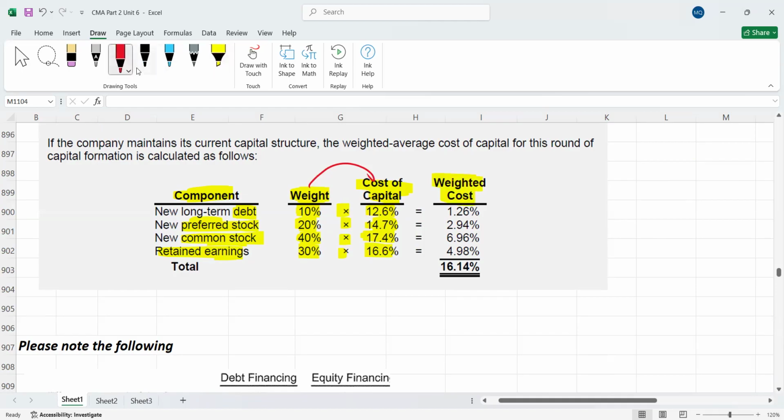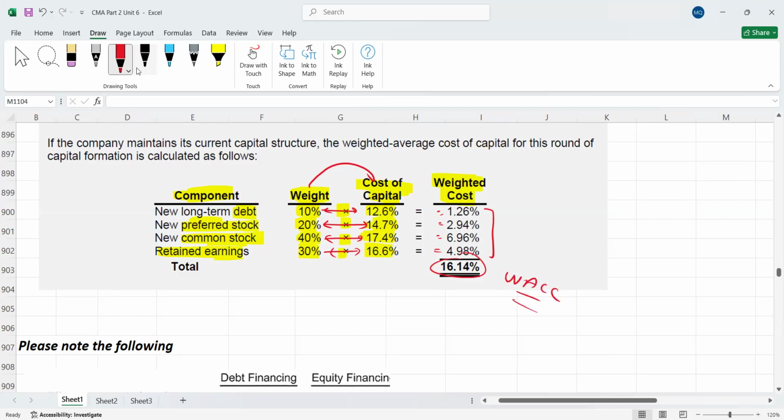So now if you will multiply 10% times 12.6%, this will give you 1.26. And then 20% times 14.7%, you will get 2.94. And then 40% times 17.4%, you will get 6.96. Then 30% times 16.6%, you will get 4.98. And if you will now plug all these figures, so this is going to be your weighted average cost of capital.